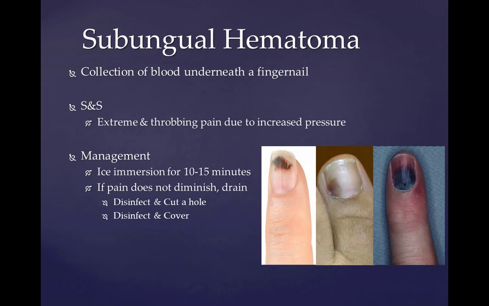Trephining is when we drill a hole through the nail into the hematoma. It is generally accomplished by using a heated instrument to pass through the nail into the blood clot. Removal of the nail is typically done when the nail itself is disrupted, a large laceration requiring suturing is suspected, or a fracture at the tip of the finger occurs.